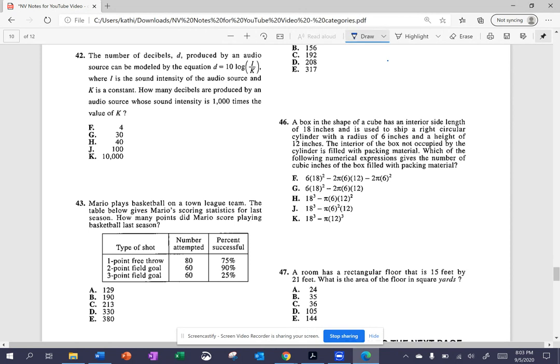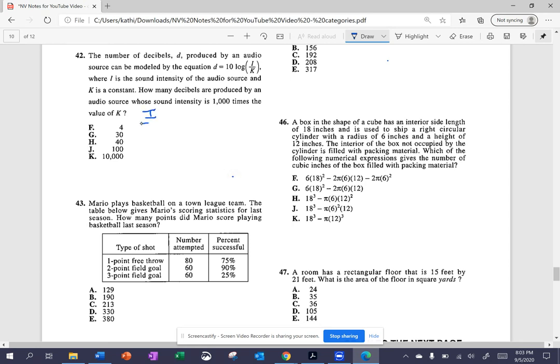The number of decibels D produced by an audio source can be modeled by the equation D equals 10 times the log of I divided by K, where I is the sound intensity of the audio source and K is a constant. How many decibels are produced by an audio source whose sound intensity is 1,000 times the value of K? So this is a logarithmic problem.